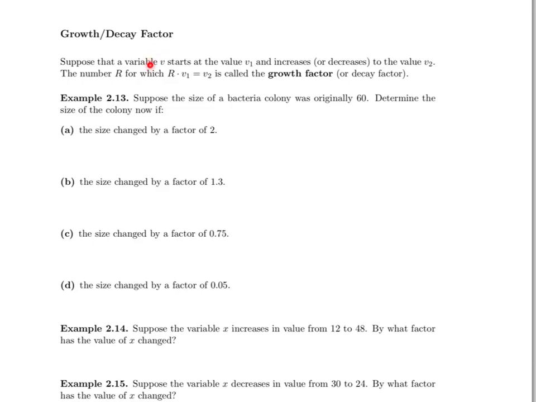Suppose that a variable v starts at a value v1 and increases or decreases to a value v2. The number r, for which v1 times r is equal to v2, is called the growth factor or decay factor. So you have this variable v, and its starting value is v1, and its final value after changing is v2.